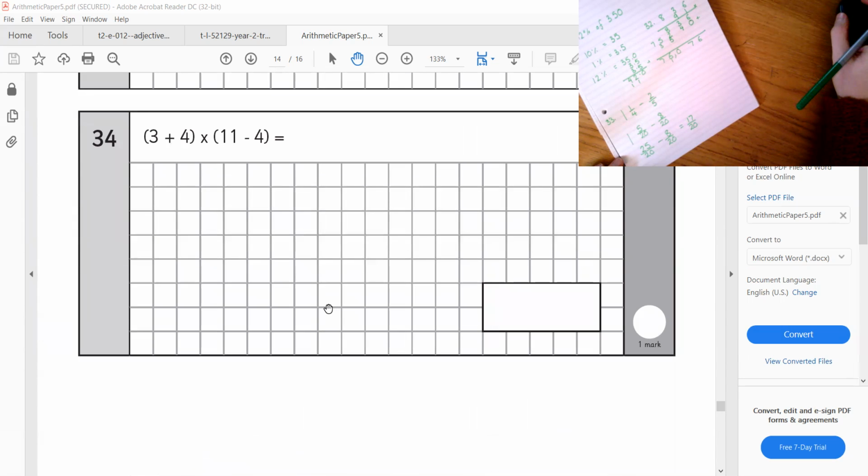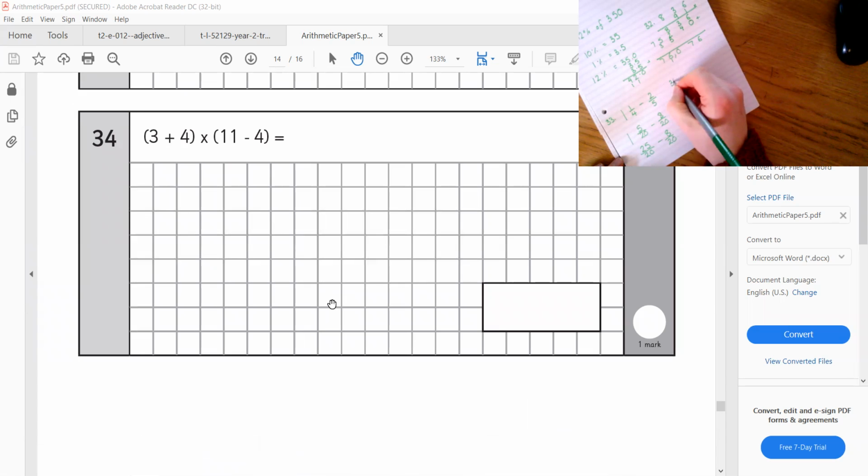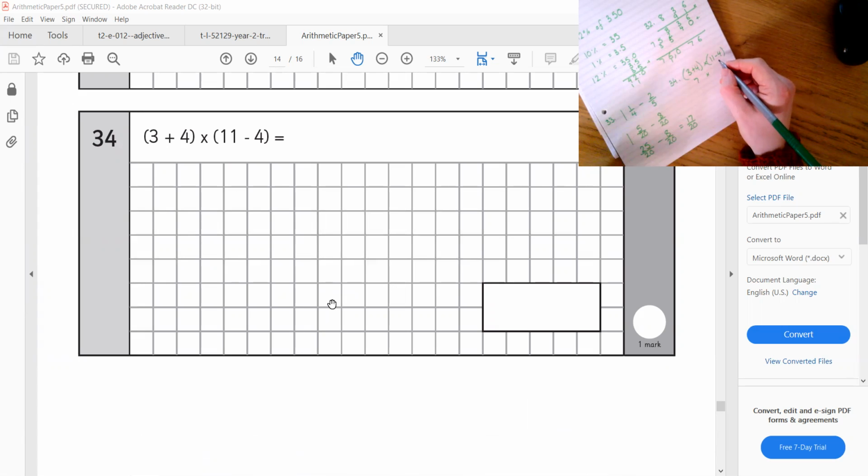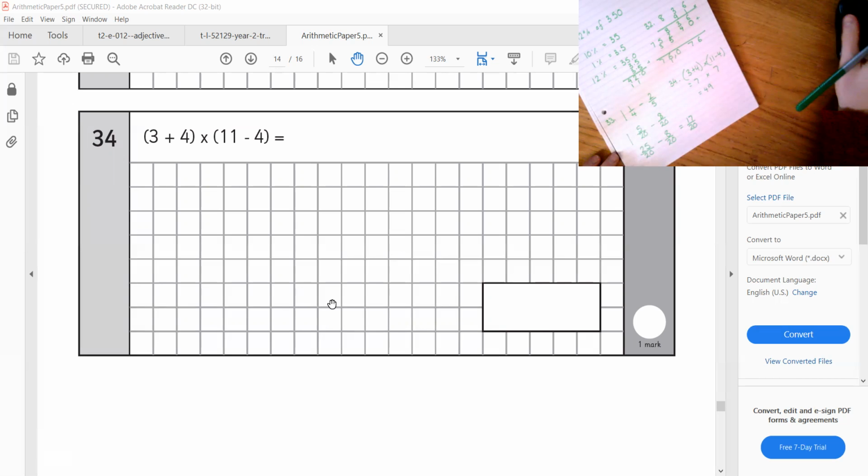Question 34. Dead easy, this one. 3 add 4, and I'm timesing that by 11, take away 4. So let's do the brackets first. 3 add 4 then is 7. Timesing that by 11, take away 4, 4, 5, 6, 7, 8, 9, 10, 11. 7, oh, we've done this before. 7 times 7 equals 49. We've done that before because we did 7 squared somewhere, didn't we?